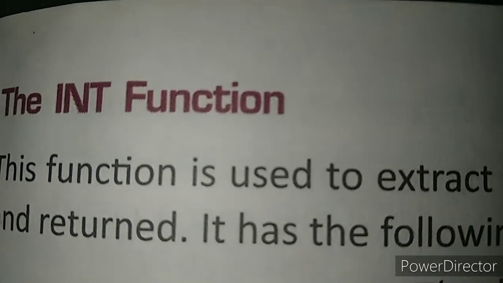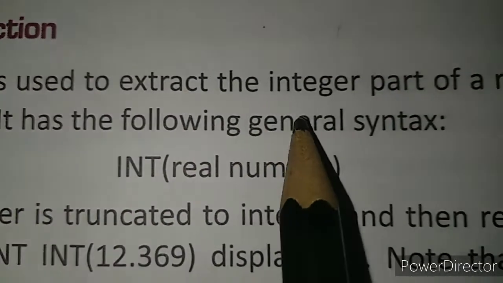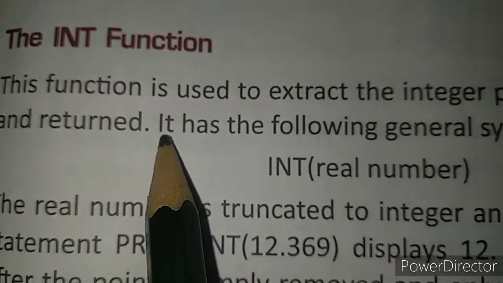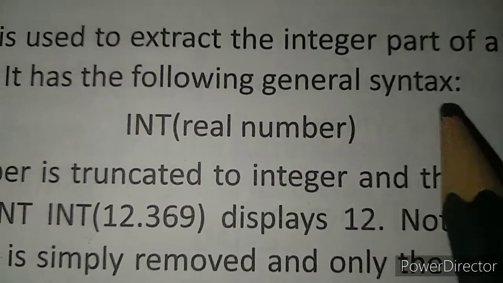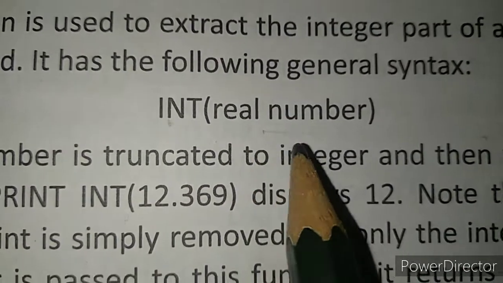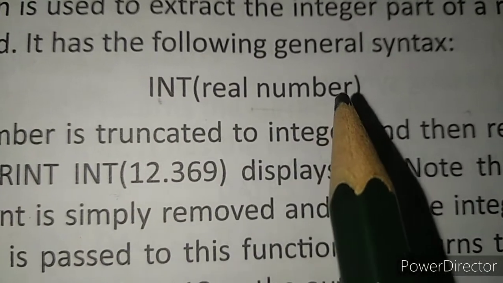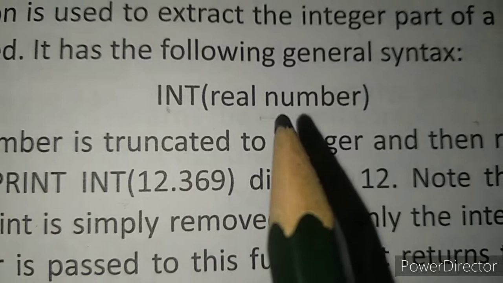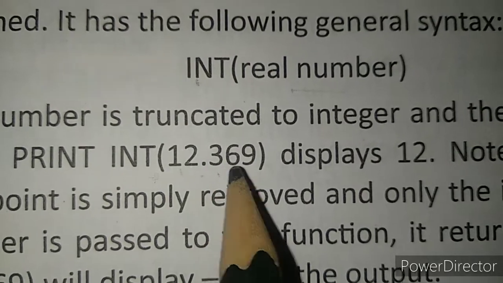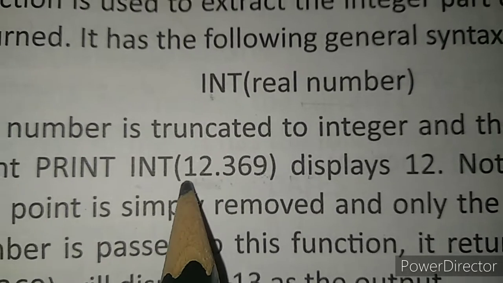Now the next function is the int function. This function is used to extract the integer part of a real number and return it. It has the following general syntax: int(real number). If there is a real number, then the integer portion is truncated and returned by this function. Suppose you put the value int(12.369), it will return the value 12. This is the integer portion.